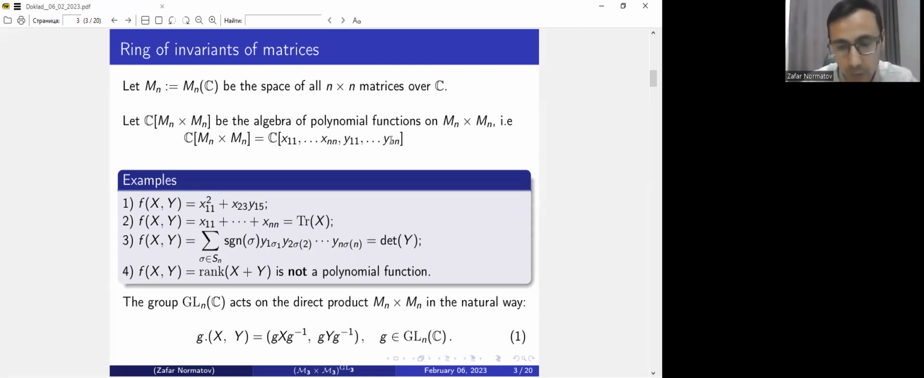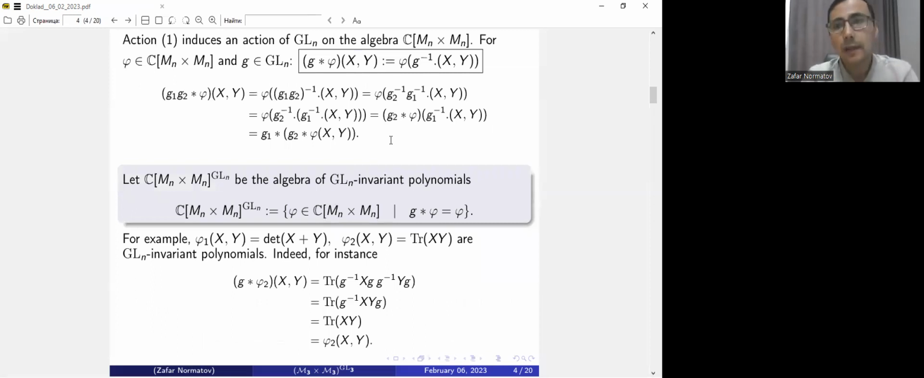Okay. So the above action induces an action of the GLN on the polynomial algebra. For the phi and the G from the group, we define the action as follows. By this calculation, we can see easily that this formula defines the action of GLN on the polynomial algebra.